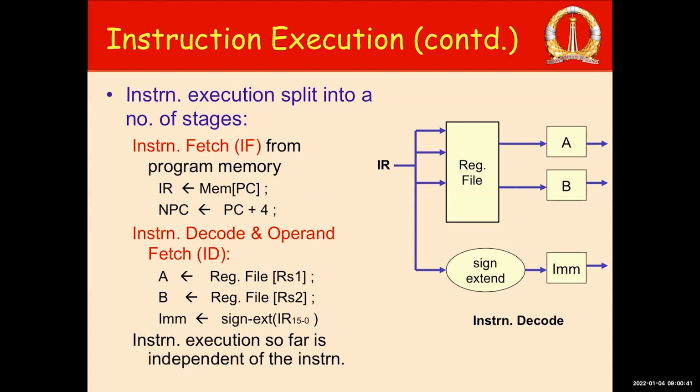So all of this is done without completely decoding the instruction, or without completely understanding whether it is an R format instruction or an I format instruction, and without even knowing whether it's an arithmetic operation or a load store operation or a branch operation. Okay, so these are the first two stages in the instruction execution.